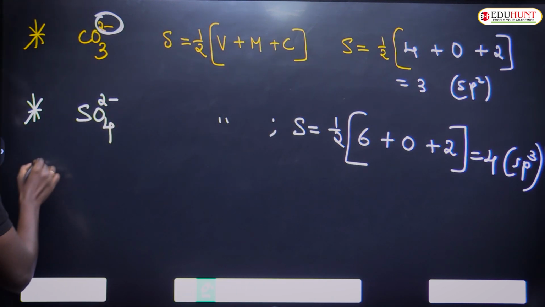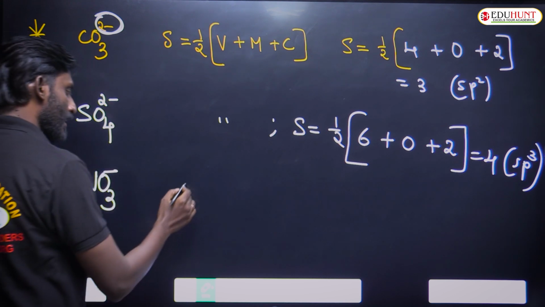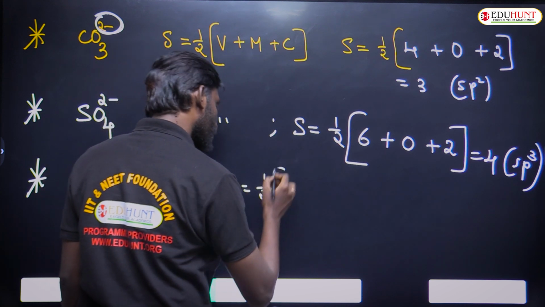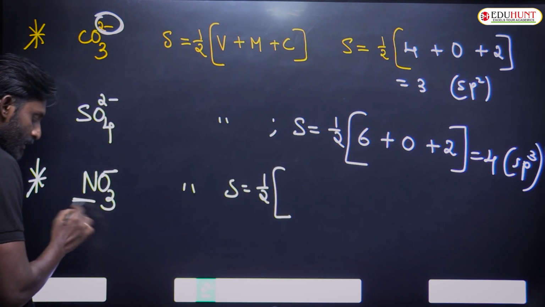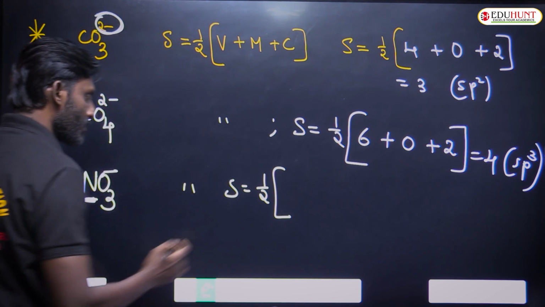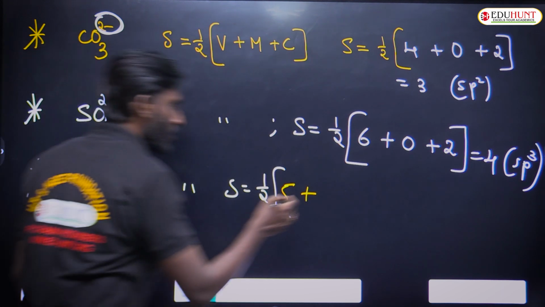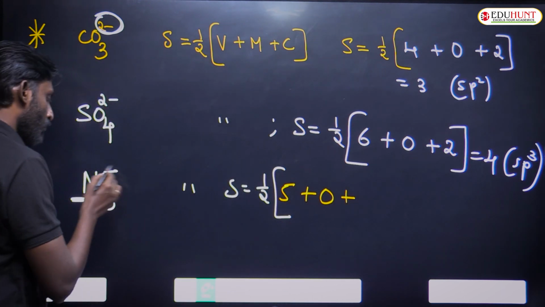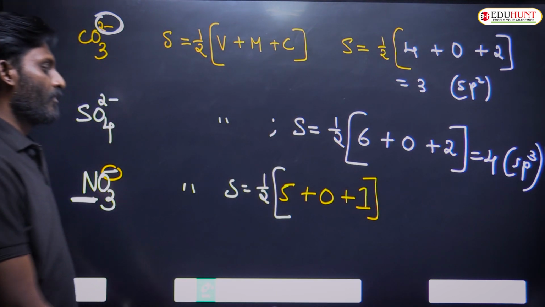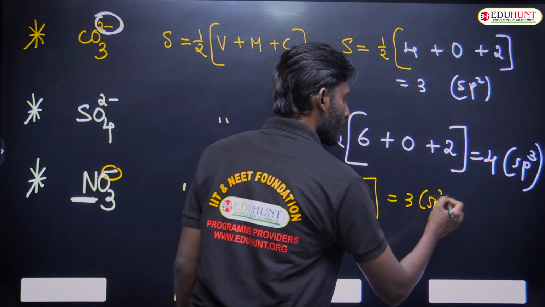Okay. Similarly, NO3 minus, same anion, same formula. So S is equal to 1 by 2 times, here nitrogen is the central atom. So the valence electrons in nitrogen is 5 plus, there are no monovalent atoms, 0, plus 1 unit negative charge is present. So add 1 unit charge magnitude. 5 plus 1, 6. 6 by 2, 3. sp2 hybridization.